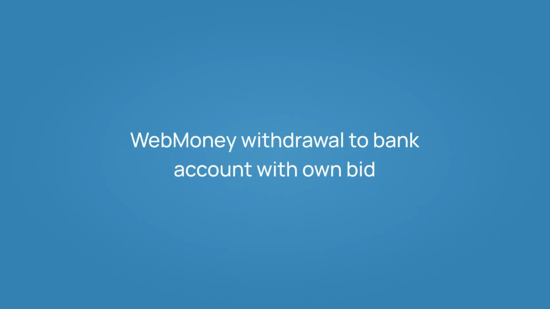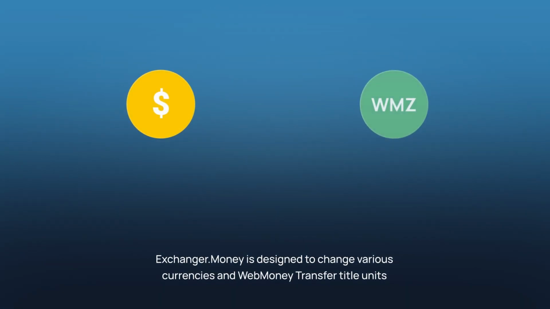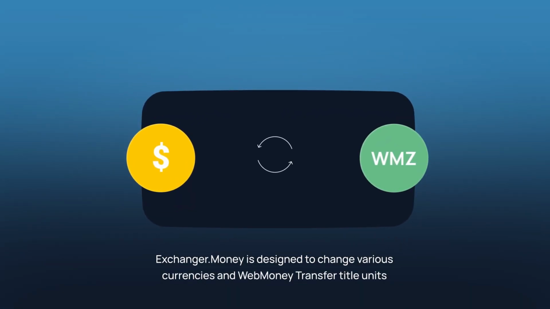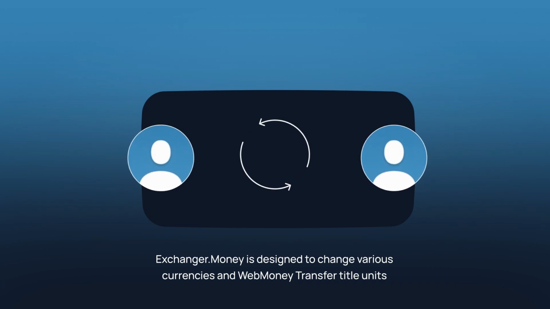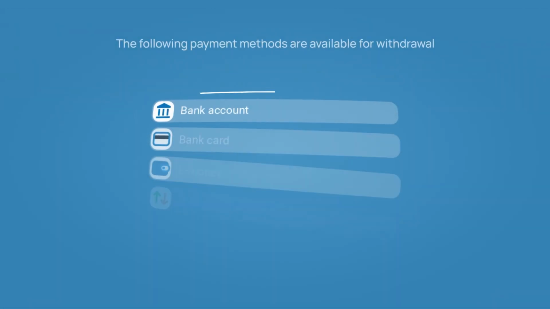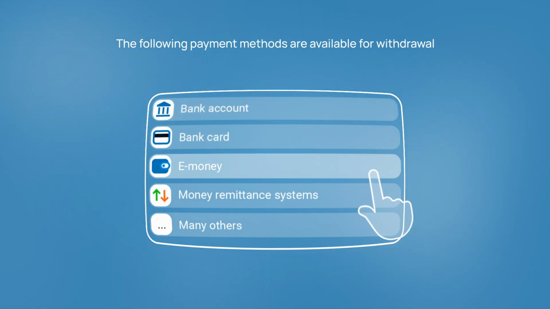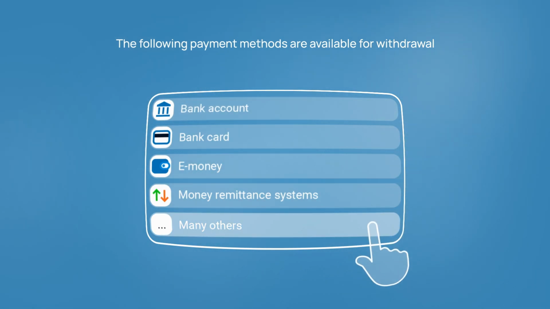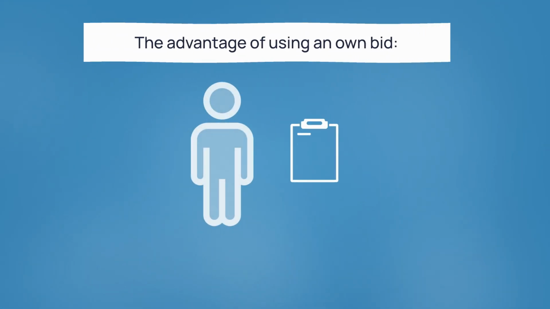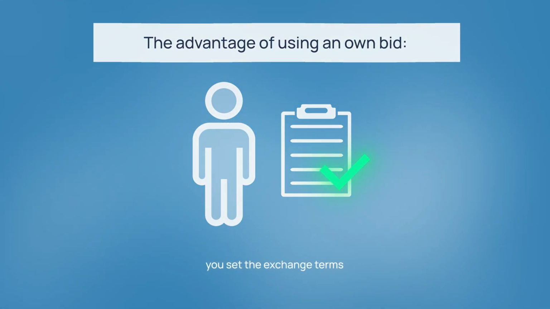Exchanger.Money, WebMoney withdrawal to bank account with own bid. Exchanger.Money is designed to change various currencies and title units of the WebMoney transfer system between its participants. There are different withdrawal methods available: bank account, bank card, e-money, money remittance systems, and many others. The advantage of using an own bid is that you set the exchange terms.